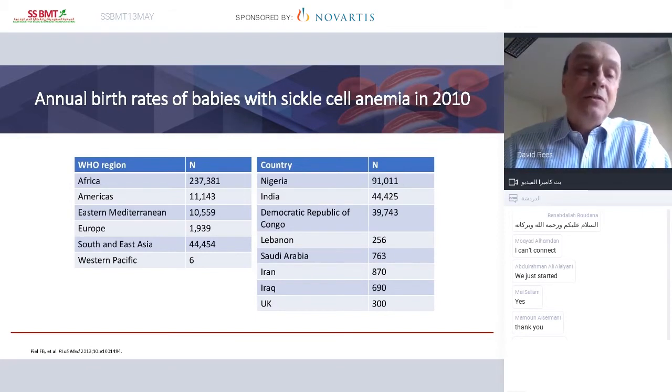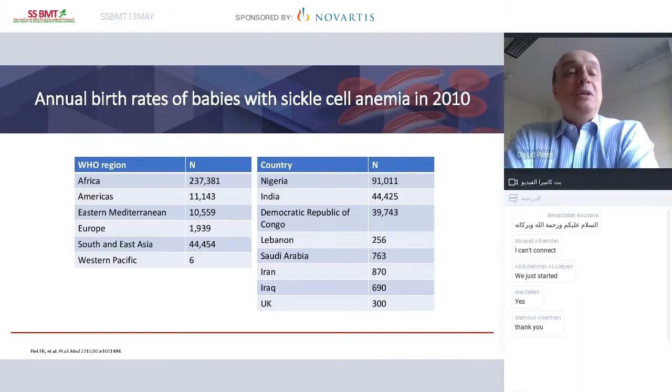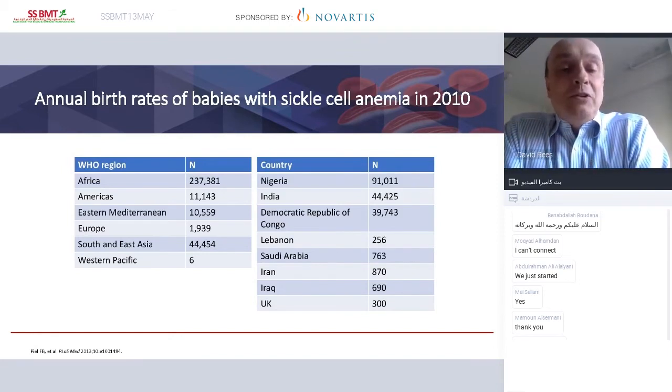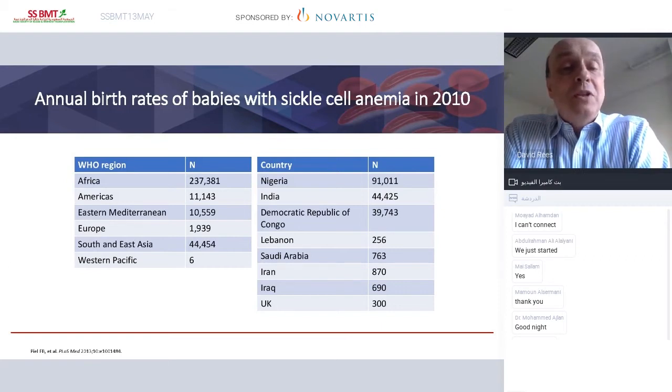This is a selection of countries. Obviously, there are calculated figures for all these countries, but again, the three main countries, Nigeria, India, and the Democratic Republic of Congo, dominate enormously. Most of the other high countries in the thousands are in Africa. In the Middle East, there are significant numbers of patients.